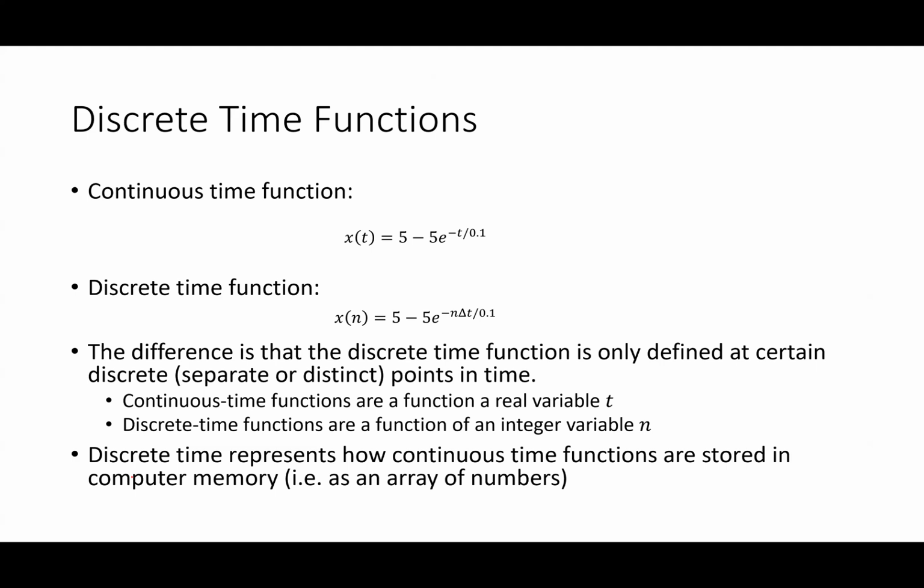Okay? So the big difference here is that I'm saying a discrete time function is only defined at certain distinct points in time. So it's a function of an integer variable n as opposed to a real variable t. Right? That's kind of the important point. All right. And discrete time represents how a continuous time function is studied in or stored in a computer memory.